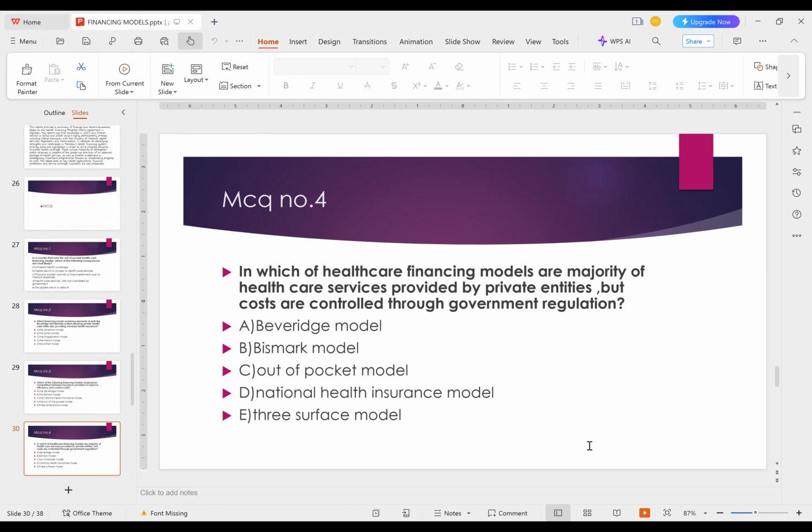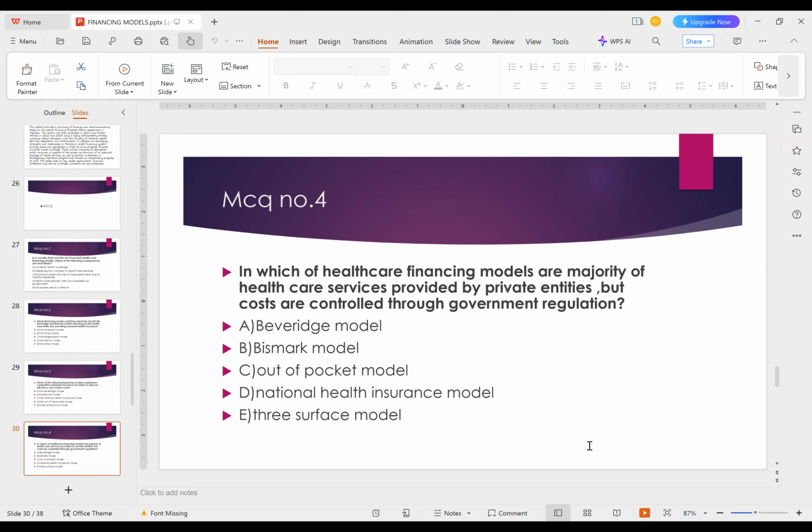Question number 4. In which of the healthcare financing models is the majority of healthcare services provided by private entities, but costs are controlled through government regulation? A, Beveridge model, B, Bismarck, C, out of pocket, D, National Health Insurance model, or E, three service model? B. Exactly, the Bismarck model.